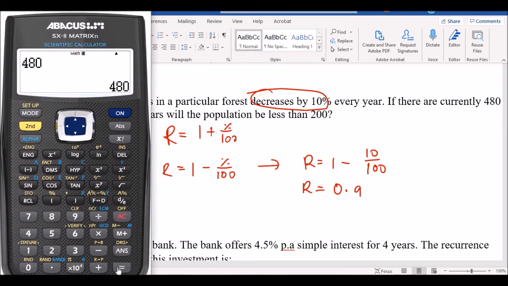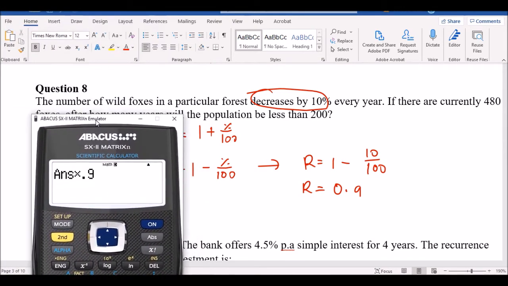And then you press enter. And now, because the ratio is 0.9, it's not minus, it is times. Geometric sequence, it's times 0.9. So that means we're looking for how many years it will take to be less than 200.